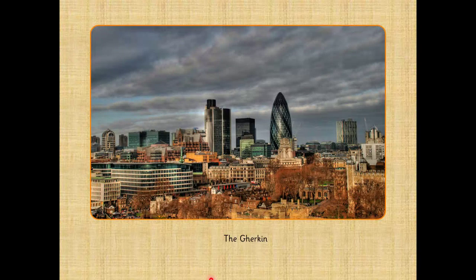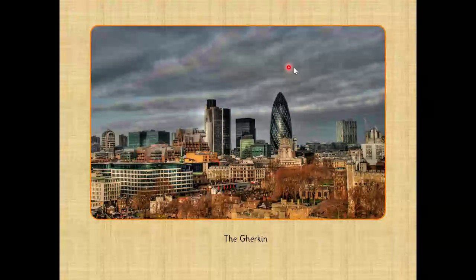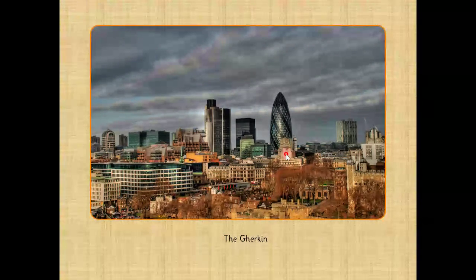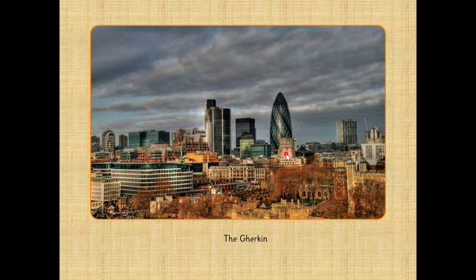Now, the building we're looking at in this picture here is this one. It looks a little bit to me like a space rocket that's about to blast off into space, but it's actually called the Gherkin. And it is a little bit shaped like a gherkin. If you've ever seen a gherkin before, it's a type of food like a pickle that you eat. And it's called the Gherkin. It's an interesting building, isn't it?